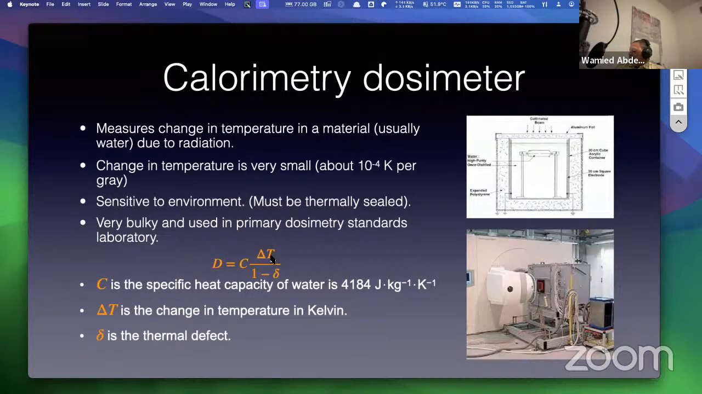So if we can measure the temperature change, delta T, before irradiation and after irradiation, that will tell us how much energy was deposited in the water per kilogram. And that is the dose. Okay?